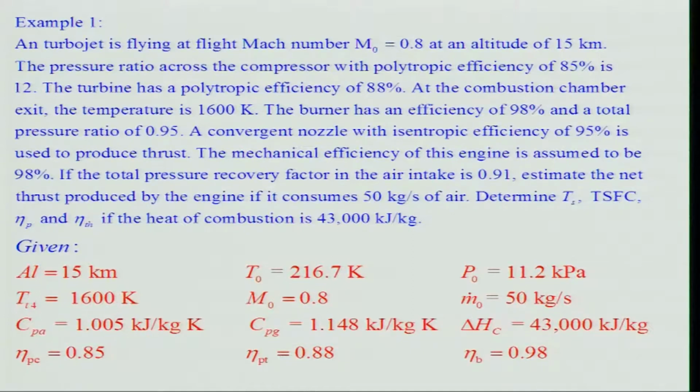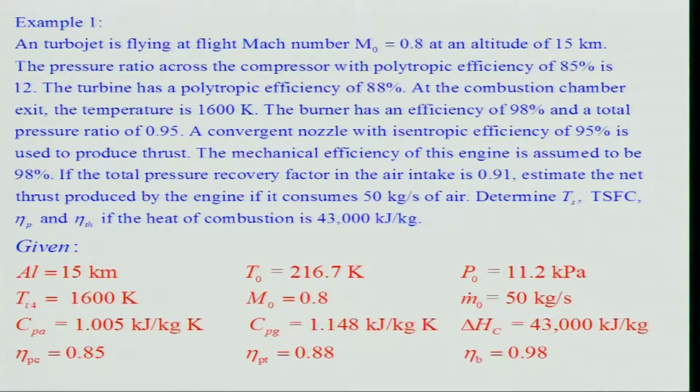A convergent nozzle with an isentropic efficiency of 95% is used to produce thrust, and the mechanical efficiency of this engine is assumed to be 98%. And the total pressure recovery factor in the air intake is 0.91. We need to estimate the thrust produced by the engine if it consumes 50 kg per second of air. Besides this, we can determine the specific thrust, specific fuel consumption, propulsive efficiency and thermal efficiency.